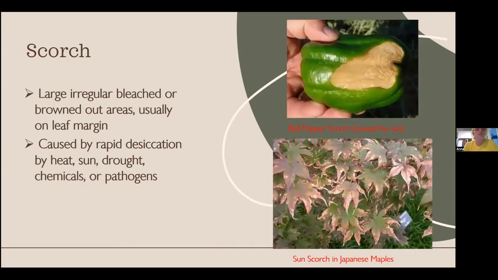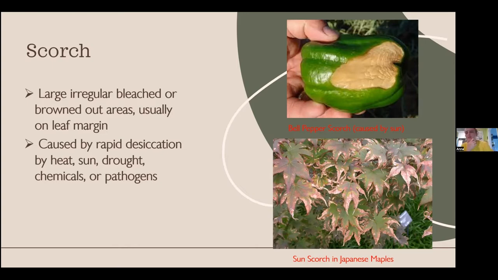Next up is scorch. This can be a disease symptom, but more often than not in our area, it's not. And scorch is defined as large, irregular, bleached or browned out areas, usually on a leaf margin, caused by rapid desiccation. So that's drying out of that plant tissue by heat, sun, drought, chemicals, including fertilizer if we over apply it, or pathogens.